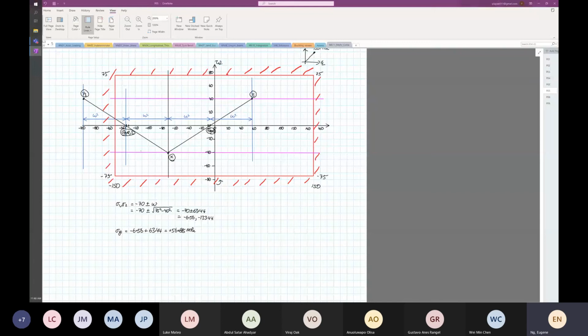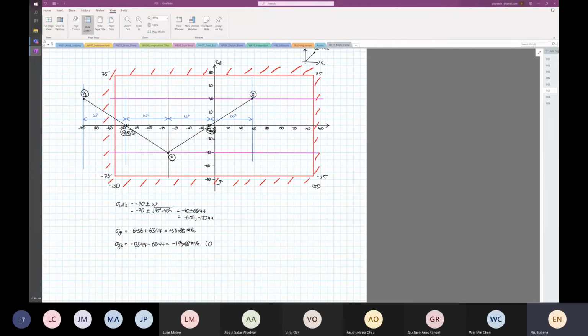And then stress Y2 is equal to minus 133.44 minus 63.44, because it's going towards the left hand side. So that is equal to minus 196.8 megapascal. Okay. So now we realize why 196.8 is not applicable, right?